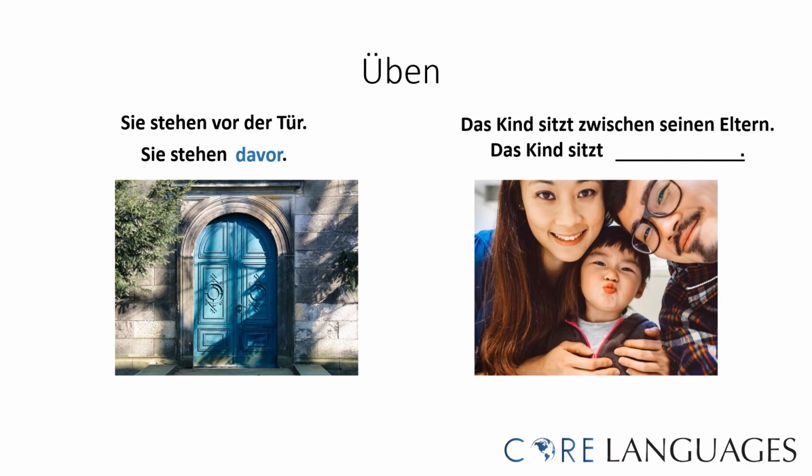And how about this example? "Das Kind sitzt zwischen seinen Eltern." The child sits between his parents. I cannot form a da compound for people. So I can only say, "Das Kind sitzt zwischen ihnen." The child sits between them.